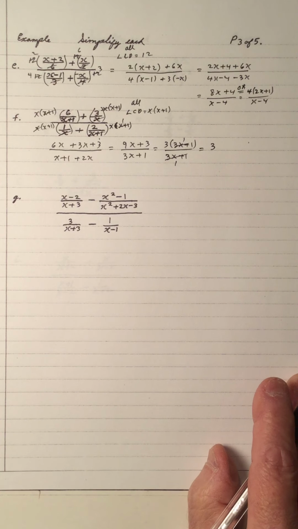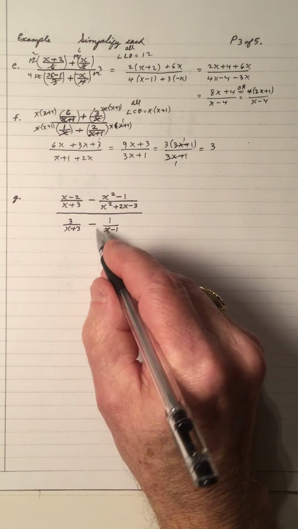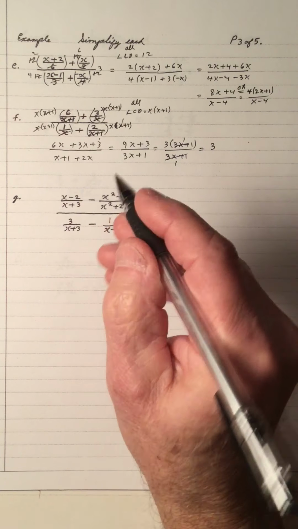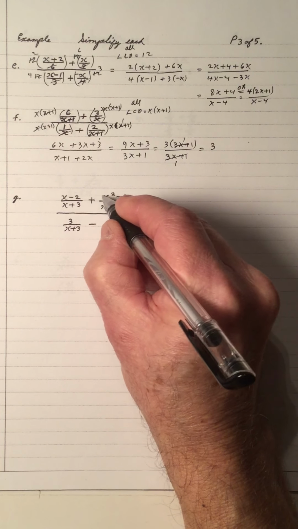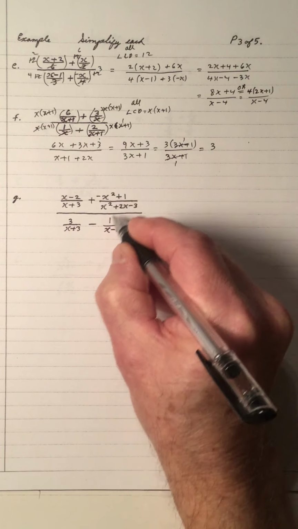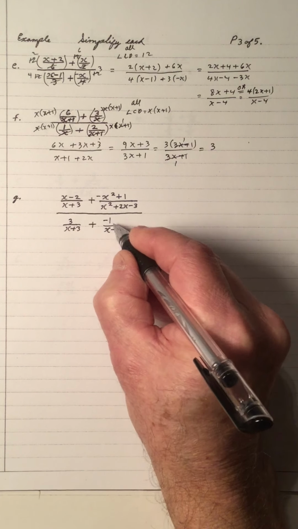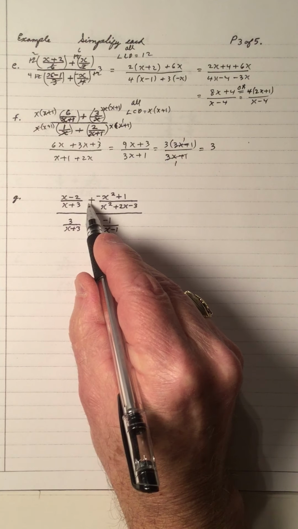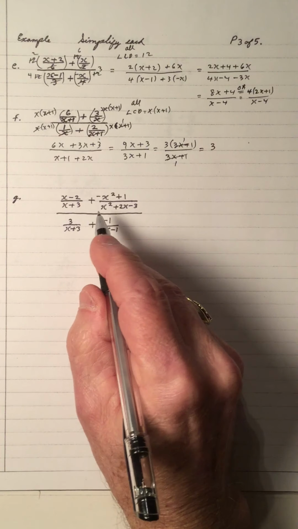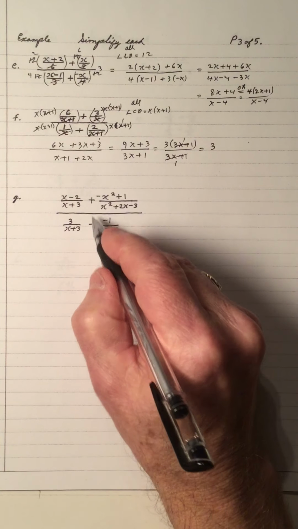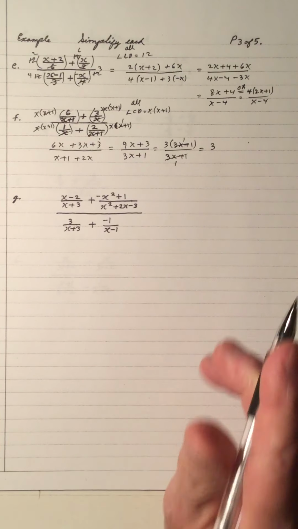Now we have to, guess what? We got a subtraction. So I go add on negative x plus 1, add on negative 1. When you get rid of your subtraction and add on the opposite, then your addition signs are easier to deal with. That's the way I do it.